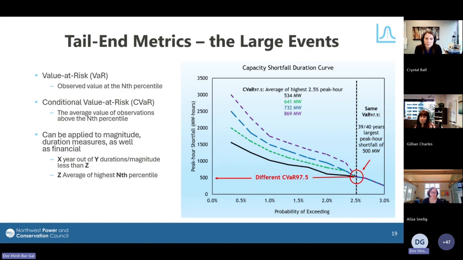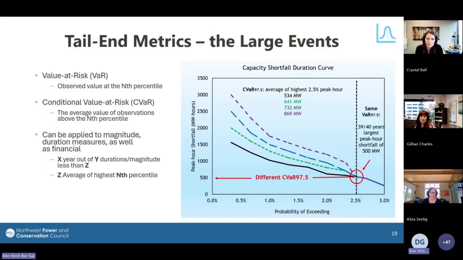But the way to view it is the VaR value. The interpretation is: X years out of Y, durations or magnitude, you'll be less than Z. I know it's not a fun sentence to say out loud, but we can look at the example on the right. 39 out of 40 years, the largest peak hour shortfall across these portfolios would be 500 megawatts. In other words, only 1 in 40 years would we expect to have a shortfall that is higher than 500 megawatts. That's how we interpret the VaR value. It is a clear line in the sand that says, are you above it or below it?